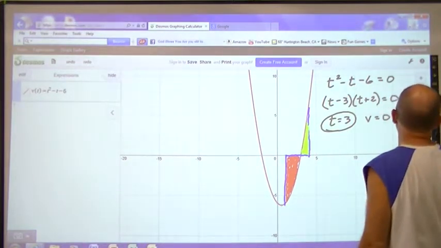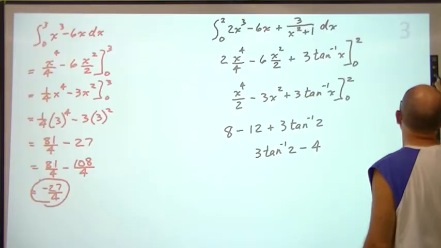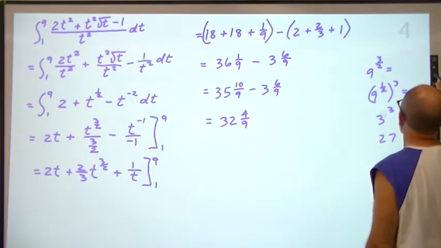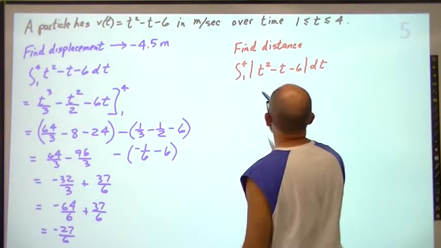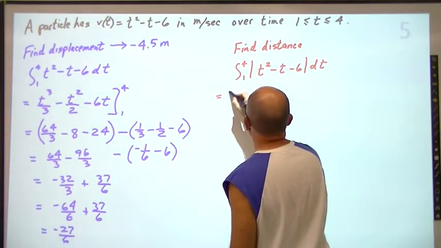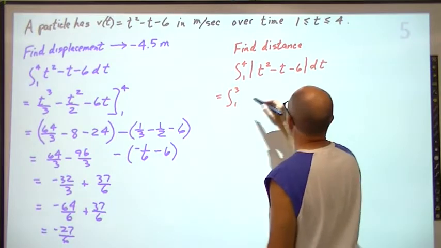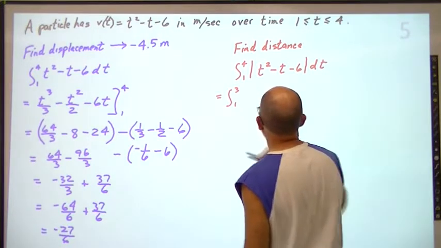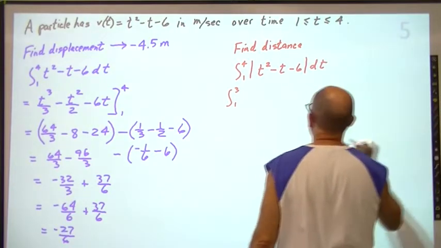So what we want to do then is we want to take the integral from 1 to 3 of the negative, well, let's just put a negative out in front of here.